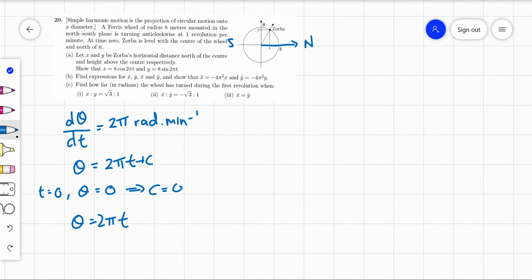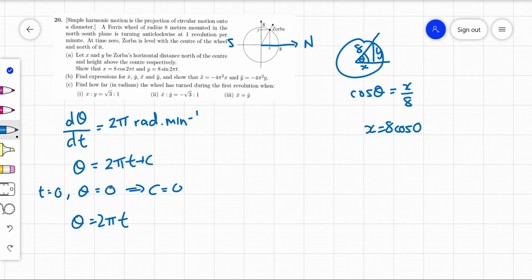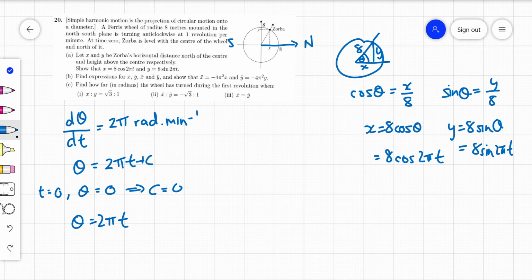Now why do we need that? We're going to use it up here. This angle here being theta and this being 8, this is x, this is y. When we do cos theta, we get x on 8. So x is 8 cos theta, and theta is 2 pi t, so that's 8 cos 2 pi t. Same thing for sine theta, we get y on 8. So y is equal to 8 sine theta, and theta is 2 pi t. So we get the equations we're looking for.